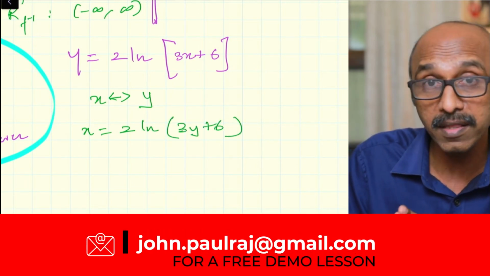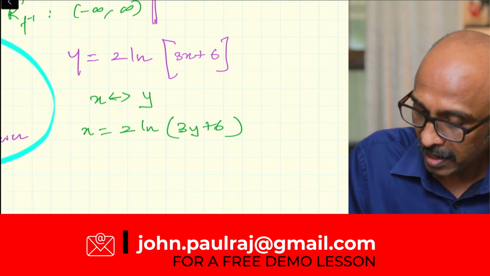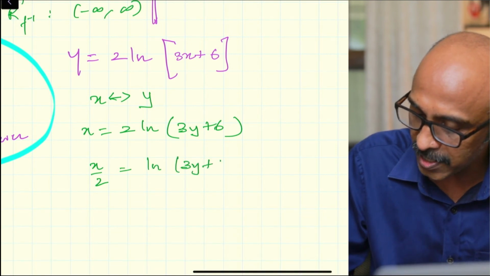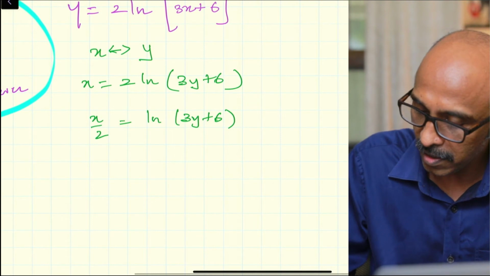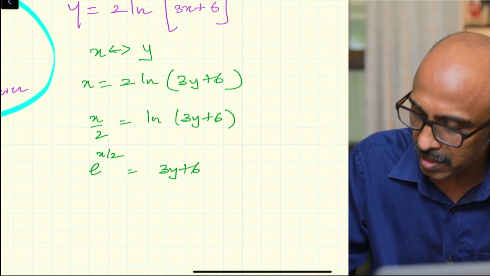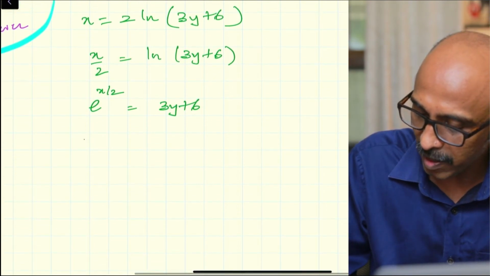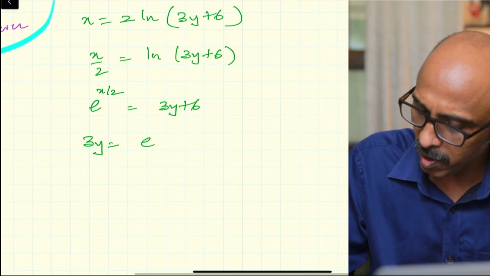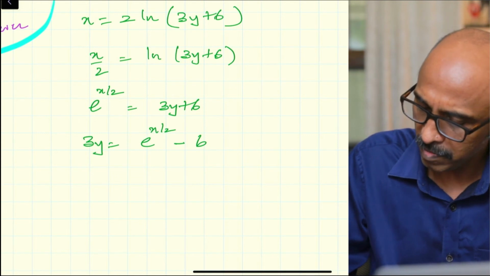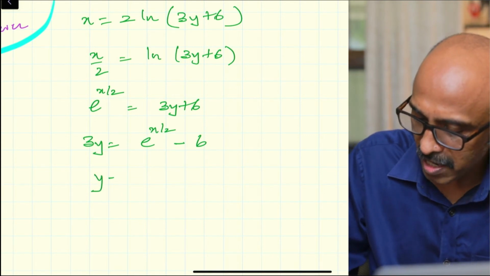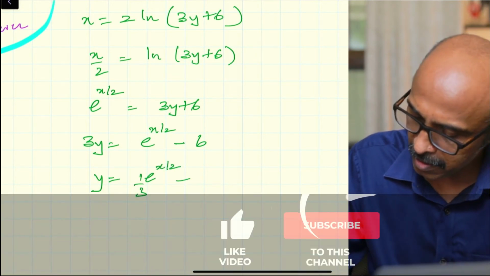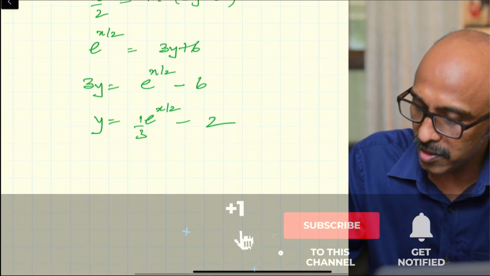And now we need to make y the subject of the formula. So in order to do that, let's write this as x over 2 is equal to ln of 3y plus 6. Okay. Now if you say this is e to the power of x over 2, that must be 3y plus 6. Can you see this? All right. And we'll have 3y is equal to e to the power of x over 2 minus 6. Cool. And then I can say y must be equal to e to the power of x by 2, there's a 1/3, minus 2. All right. And this new y is going to be our inverse.